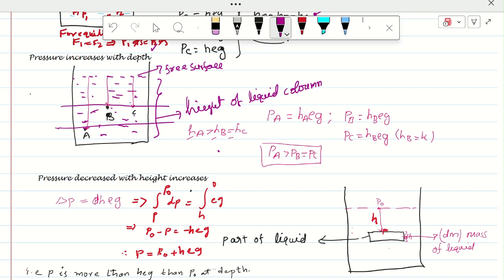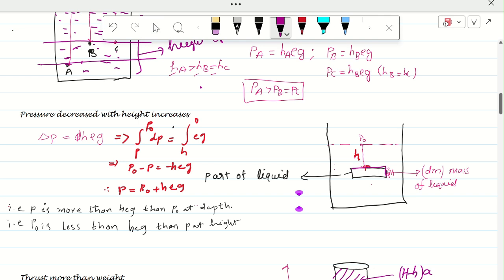For explanation, consider a small element like a dS element here. Here pressures P1 and P2 are equal. Now at the free surface, P naught is the atmospheric pressure. At this point, the pressure is P. Due to this element of height dH, the pressure is dH into rho g. Now integrating from 0 to h or h to 0. Integrating from h to 0 means height is increasing and depth is decreasing.